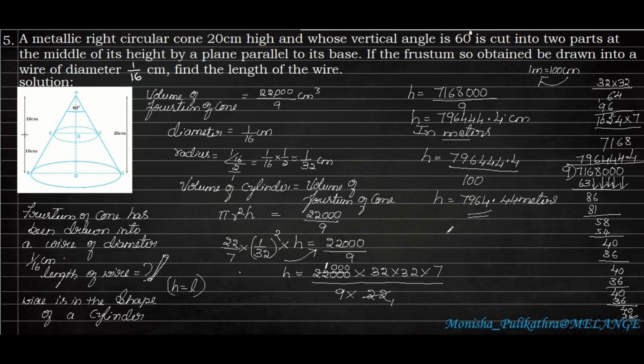Therefore, the length of the wire is equal to 7964.44 meters. So I hope you understood the problem. This is the last problem of surface areas and volumes, and by this last problem, the chapter also completes.